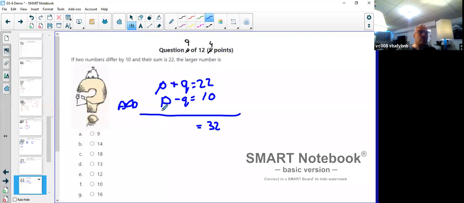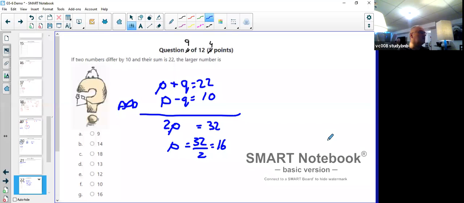If I add up this, P plus P. Right? If I have 1 P and another P, I have 2 of them. And what's Q, right? What's plus 5 minus 5? That's going to be 0. This is algebra for those people who want to do it. But if I add these up, P plus P, 1 plus 1 is 2. 1 plus negative 1 is 0. 22 plus 10. So 2 times the larger number is 32. So the larger number is divide by 2, right? 32 divided by 2 is 16. Okay. So the larger number is 16. So the answer here is G.